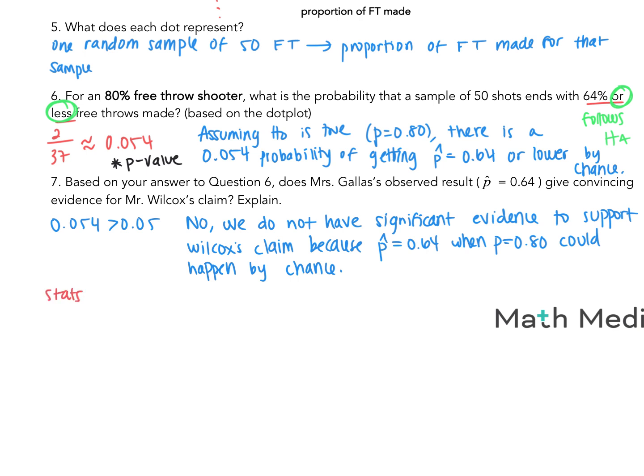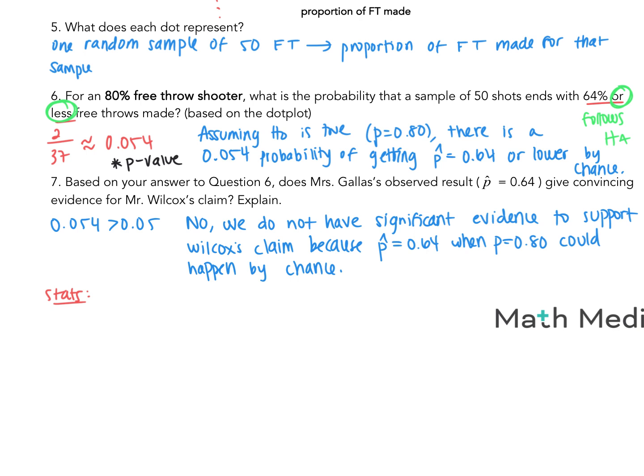That is the layman's term for this question, but we need to put it in terms of stats terms. We are not saying that she's an 80% free throw shooter. We are saying we don't have enough evidence that she's not. So if you notice the way that I worded it, I said we don't have enough evidence for the alternative. We don't have enough evidence for Wilcox's claim.